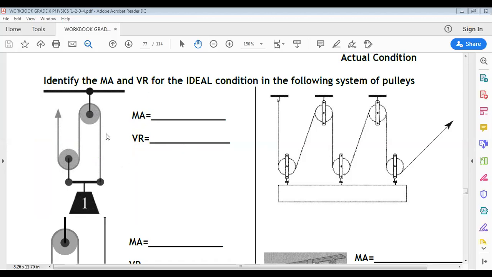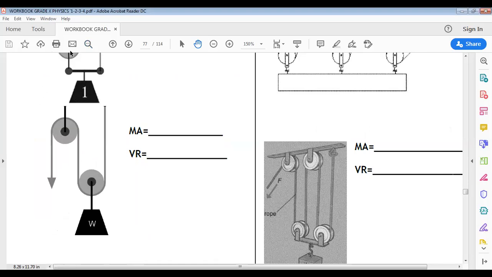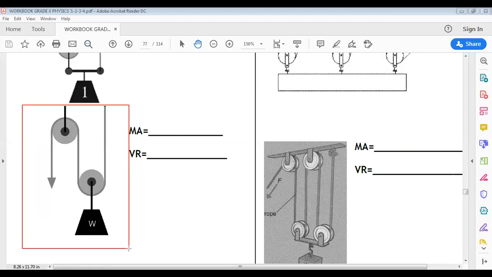Okay, let's talk about this system now. This one, the one I have made, this one. What is the MA and VR?